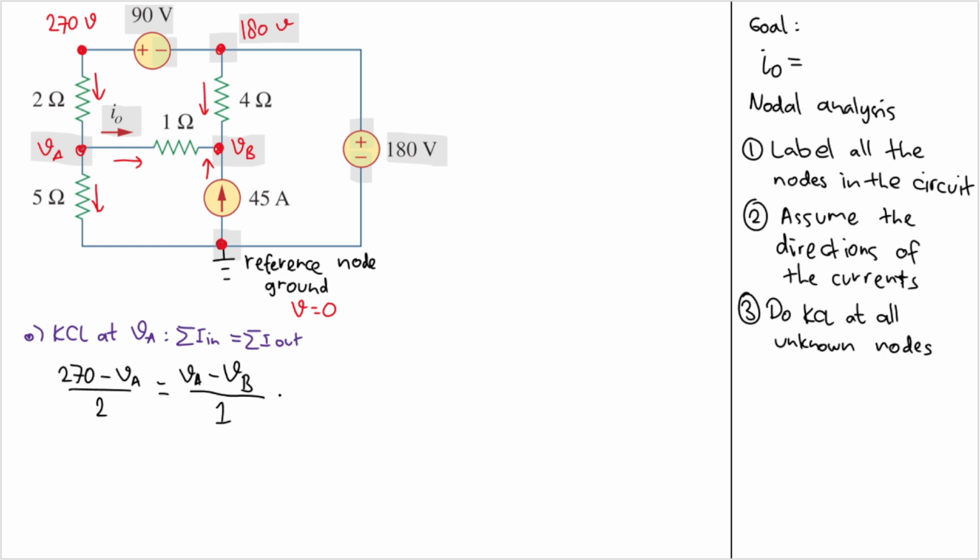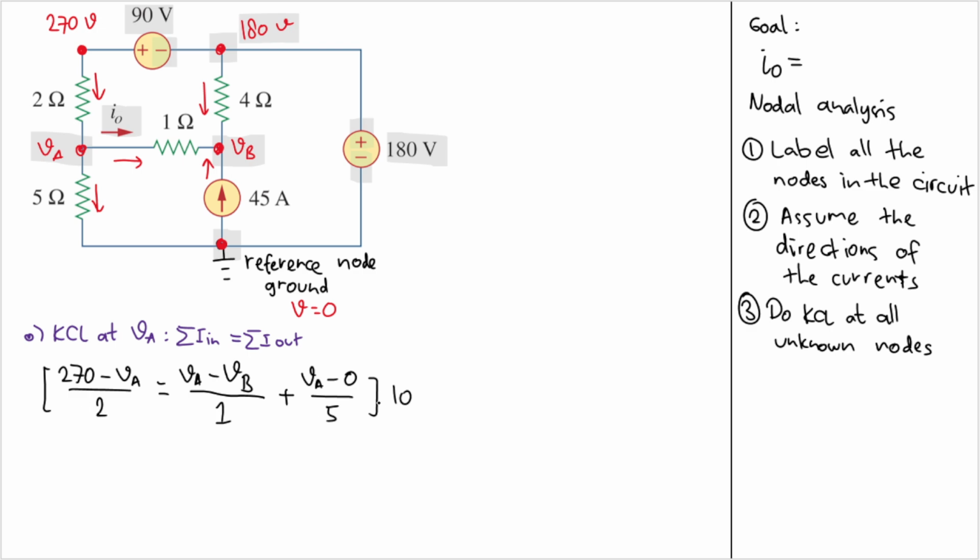Good. And then I will have this current here, and that current comes from VA, so I will have VA, minus the voltage at the reference node, which is 0, divided by the resistance between them, which is 5. Good. And I think we can multiply both sides here by 10 to get rid of all of the denominators, right? So I have 10.